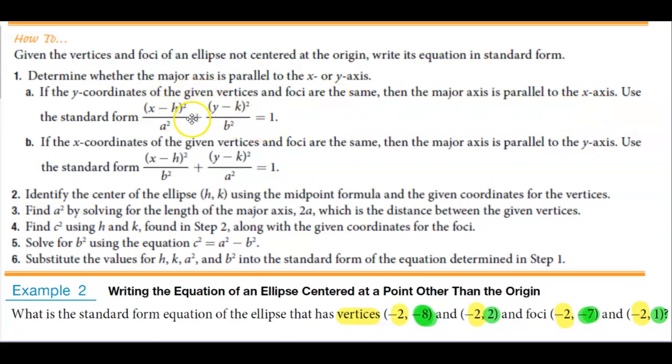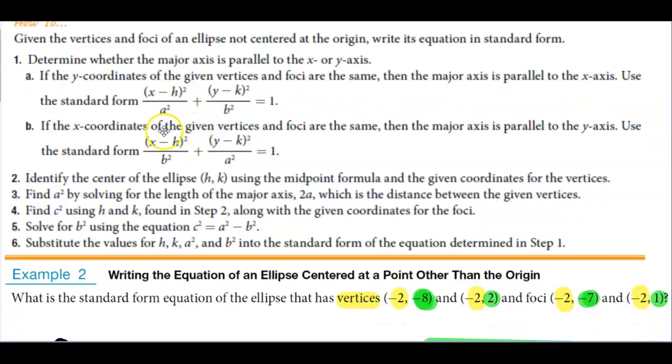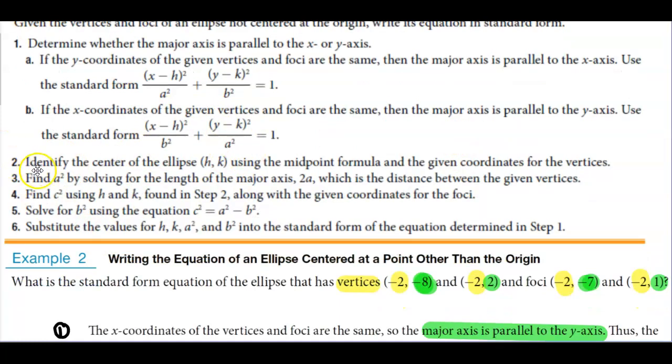So we're going to use the standard form here. If the x-coordinates of the given vertices and foci are the same, then the major axis is parallel to the y-axis, and then we're going to use the following standard form. Step number 2, we need to identify the center of the ellipse, h, k, using the midpoint formula and the given coordinates for the vertices.